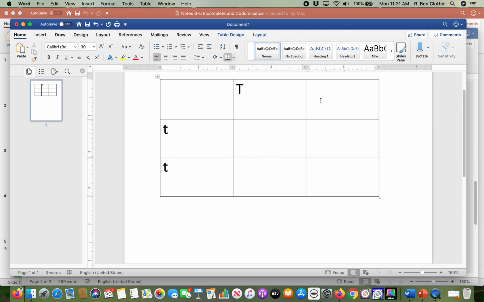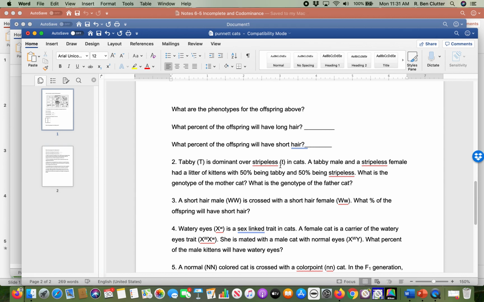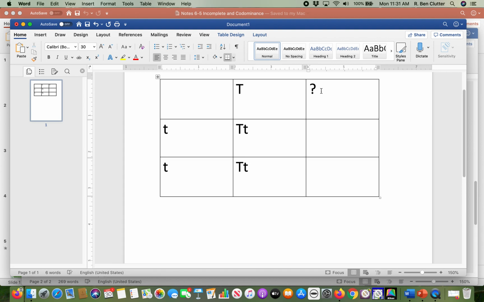What we don't know is this right here. What is the other trait of the father? So we know capital T, lowercase t is going to be here, capital T, lowercase t. I hope you understand what's going on here: in this problem, it's saying that a tabby male, and tabby is dominant, and we don't know about this male, it just tells us it's tabby. There's two options for tabby. It could be this, or it could be this, capital T or lowercase t. So what is it going to be?